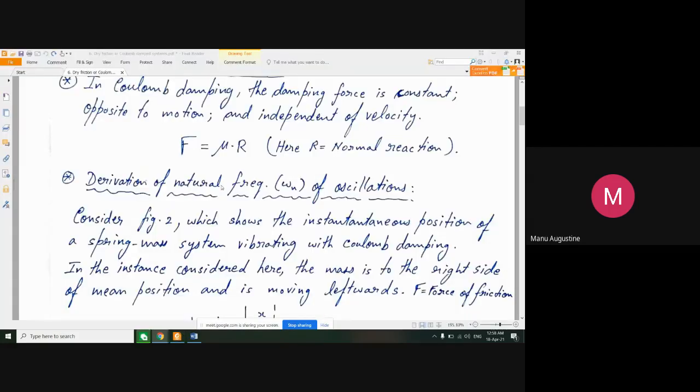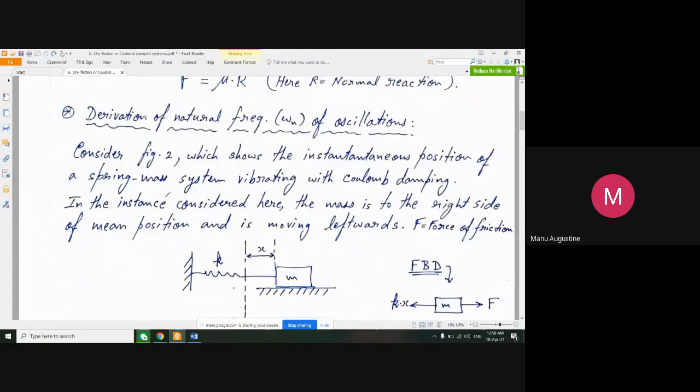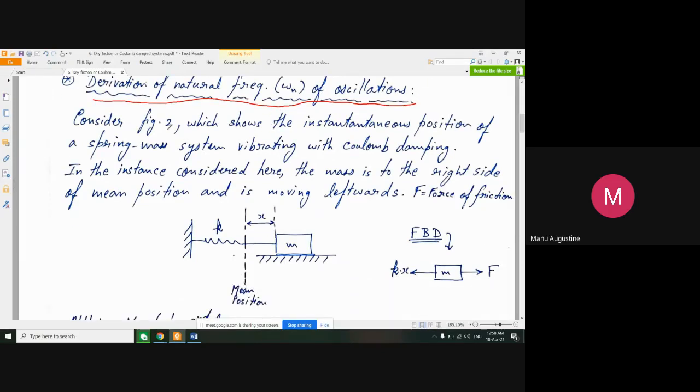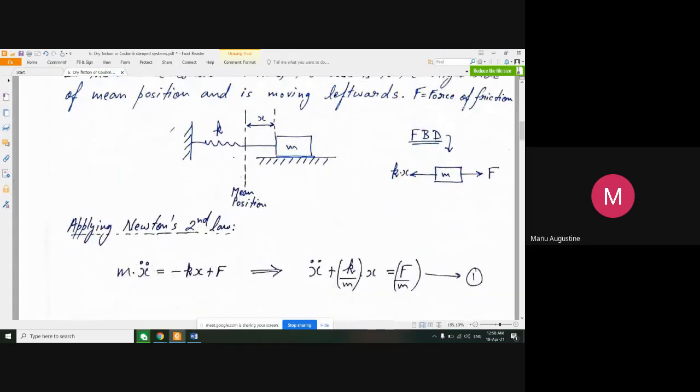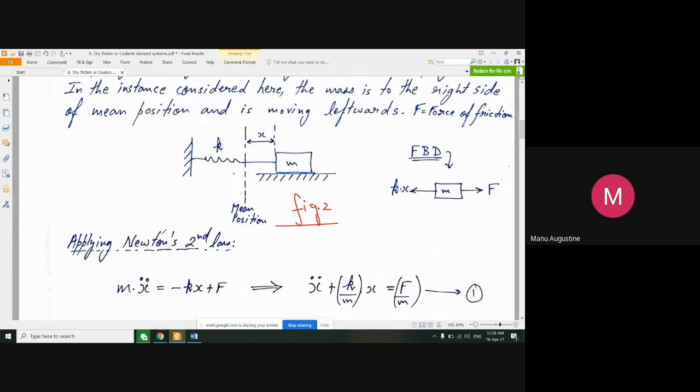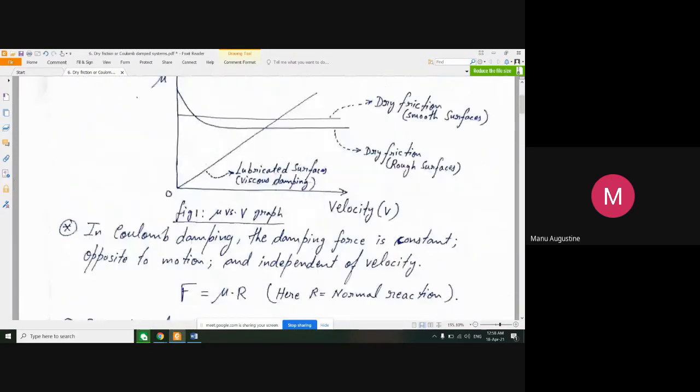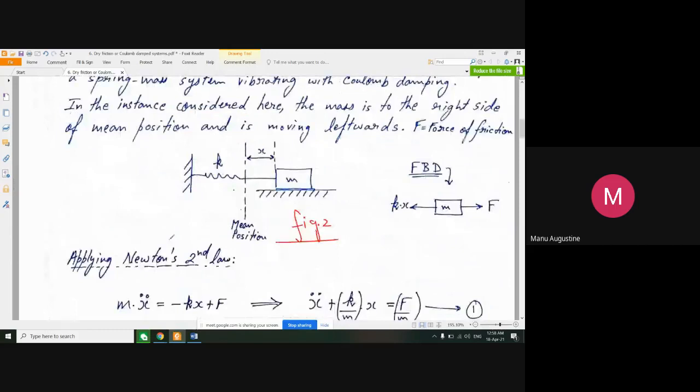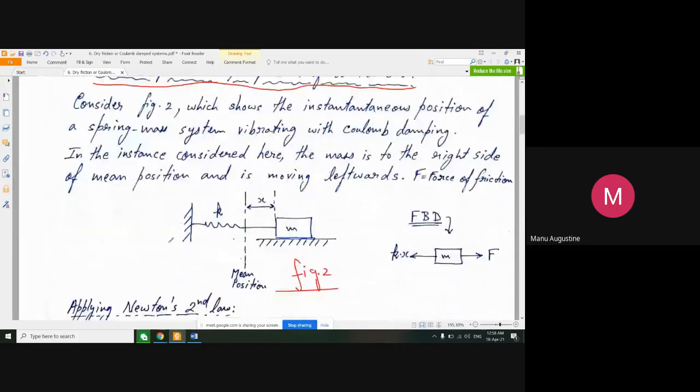Okay, so let us directly study from the notes. That would be more convenient and it will save some time also. So this is the derivation of natural frequency omega n of oscillations. First, we are going to derive the natural frequency. So consider this figure, figure 2. I forgot to mention the figure number. I always advise students on putting appropriate figure numbers, but here I guess I myself have forgotten. So please pardon me. Figure number 2.